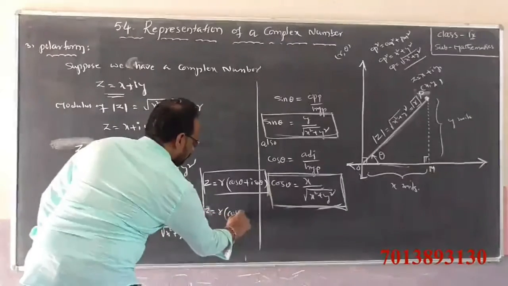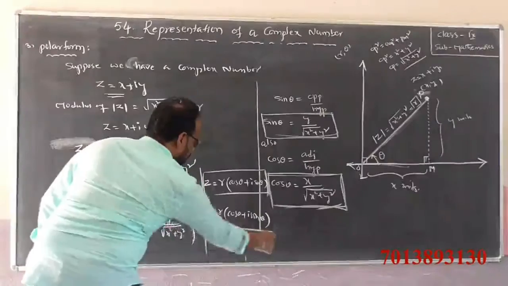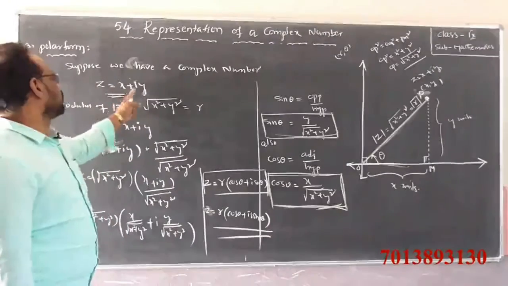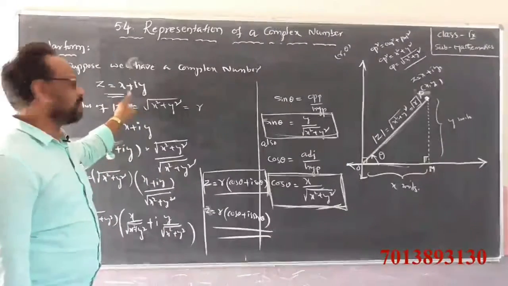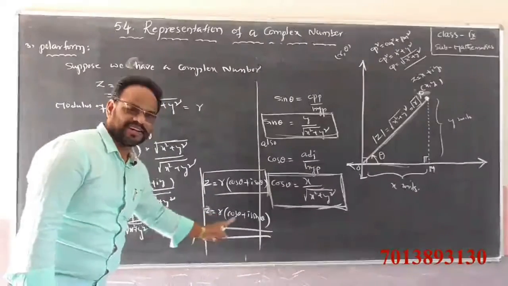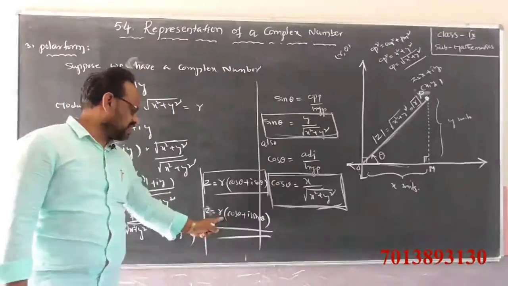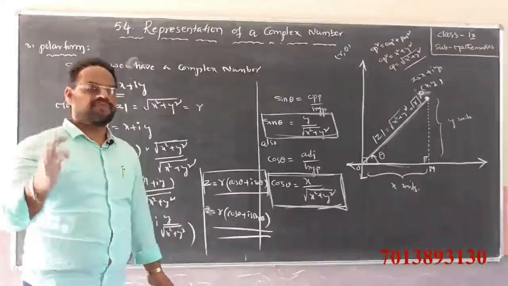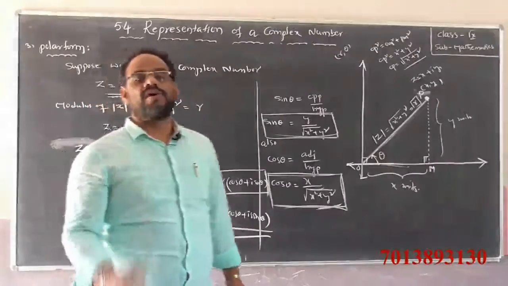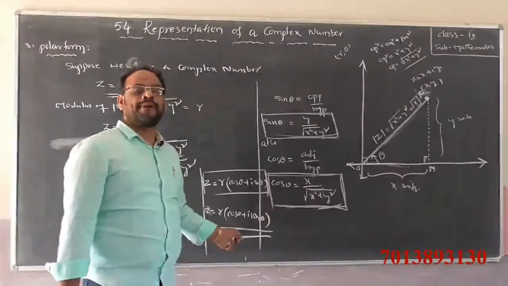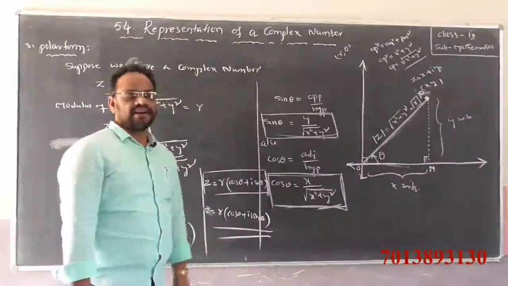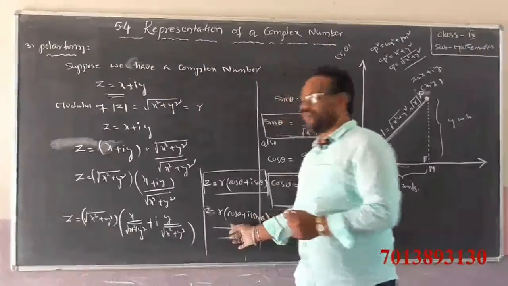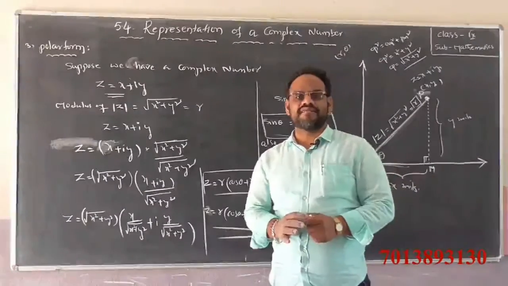So z is equal to r times cos theta plus i sin theta. We take z is equal to x plus iy, the geometrical form, and convert it into r and theta. This form is called polar form. R and theta are called polar coordinates. Or this is also called trigonometrical form, r into cos theta plus i sin theta. This form is called polar form or trigonometrical form.